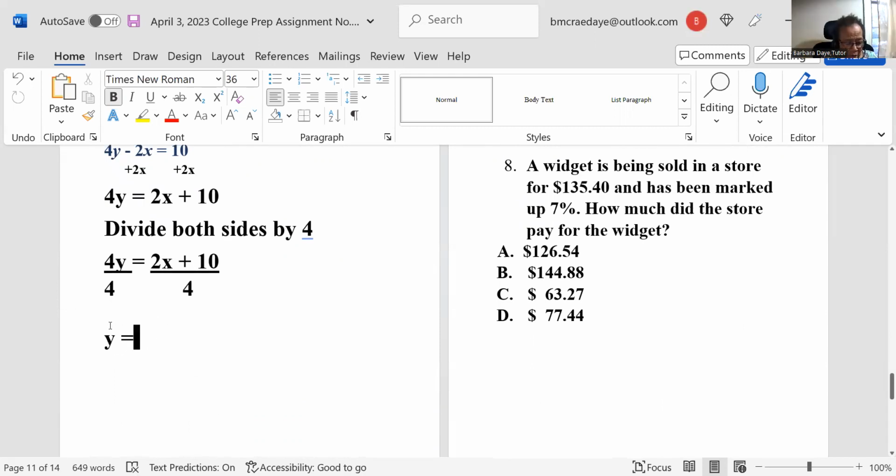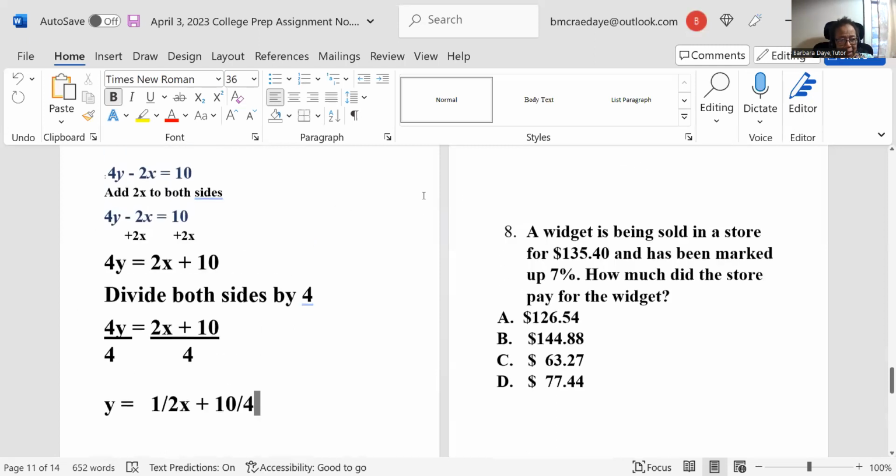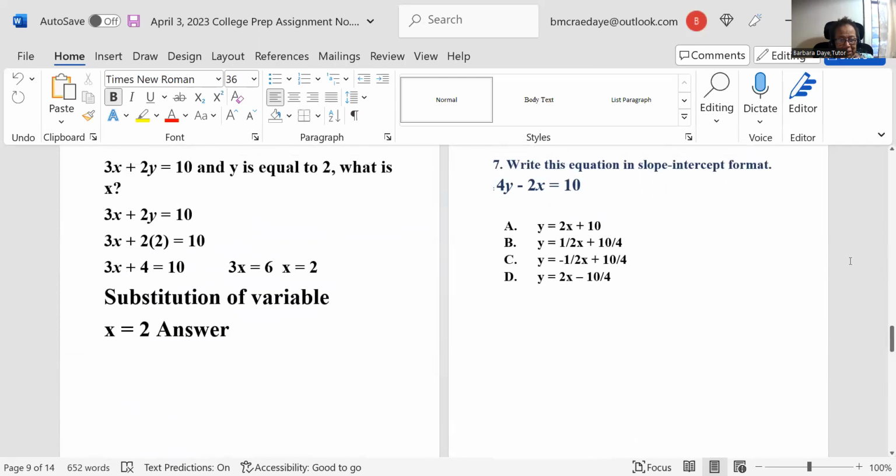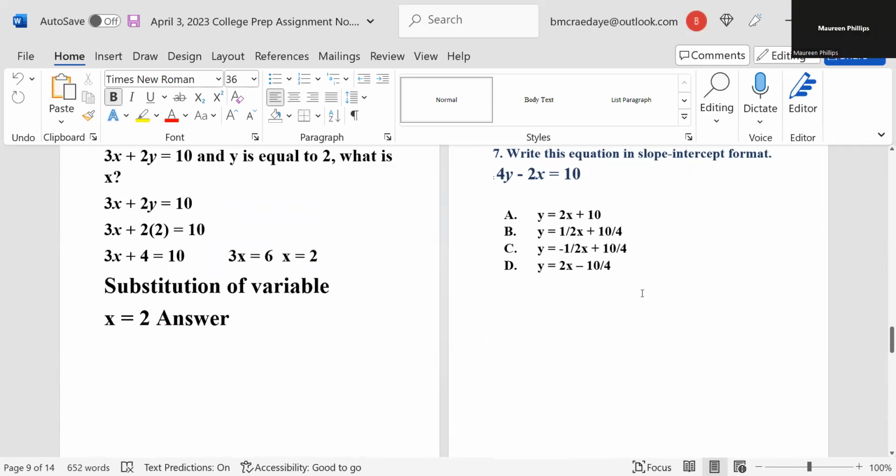So this is 1 over 2 times x, and the 10 is over 4, just left as 10 over 4. That's it, 10 over 4. That's your answer. And which one does that match? 1/2 x plus 10 over 4. That's answer B, right? There you go. Answer B.